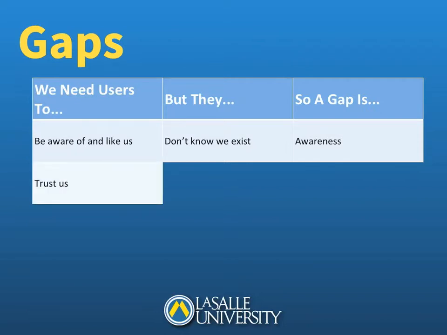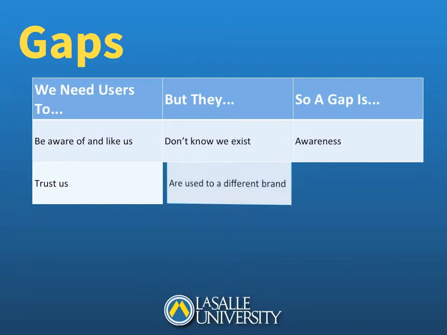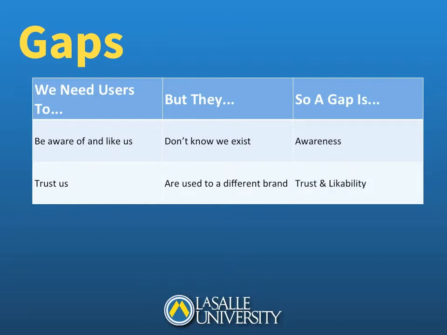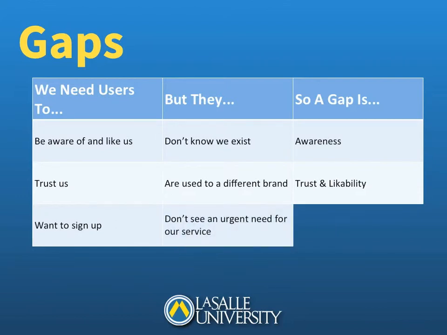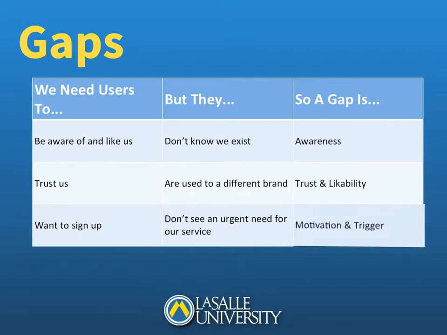We need users to trust us, but they're used to a different brand. They trust a different brand. So a gap is trust and likability. So we need users to want to sign up, but they don't see an urgent need for our service. We found that in our analysis. And so therefore a gap is a motivation and a trigger.